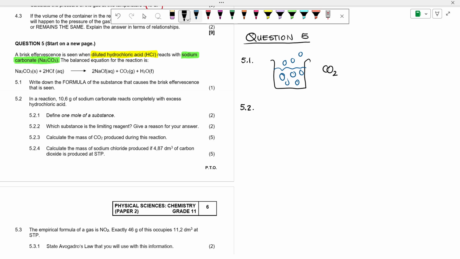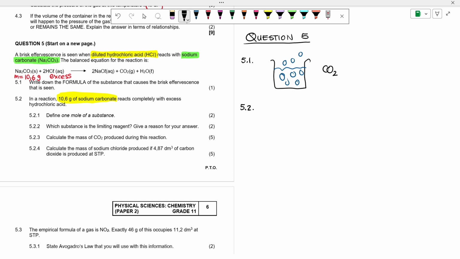5.2. In a reaction, 10.6 grams of sodium carbonate reacts completely with excess hydrochloric acid. So it means you don't need to find the limiting reagent. You already know which one is the limiting reagent. Which one is the limiting reagent? Sodium carbonate. Yes, because the acid here is in excess. All right, that's good. Then we know that for any calculation we need to perform, we're just going to use that value that they give us. There's no need to calculate the limiting reagent.